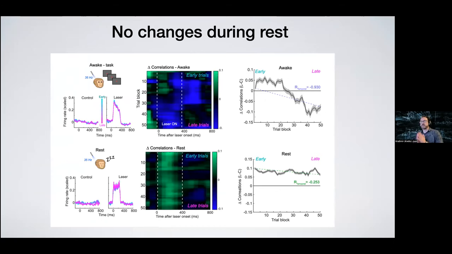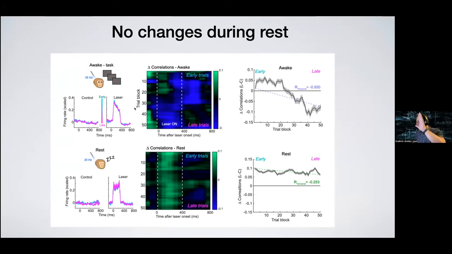And another interesting thing with this is that you have no changes during rest, right? So when the monkey is resting, it's not really sleeping, but it's almost sleeping. And you do the same thing, you stimulate the cortex during rest, and the correlations stay high. The decreasing correlations that we see in an awake monkey are not happening. All right, so those are two things that I can observe experimentally.